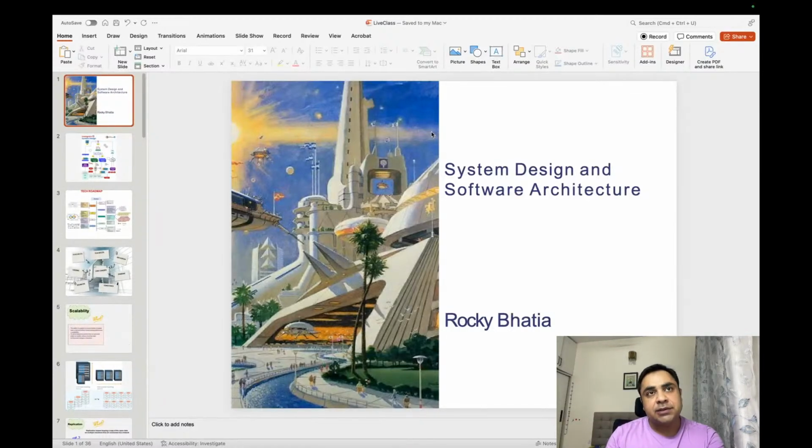I plan to conduct such sessions in the long run, where I'll try to cover a lot of topics, starting from system design, data engineering, generative AI, DevOps, and many more areas. So in this session, we will try to understand some of the important aspects of system design and software architecture, and in future sessions we'll go very deep into that.